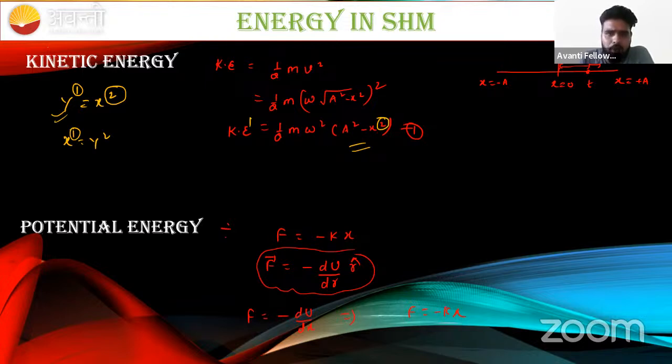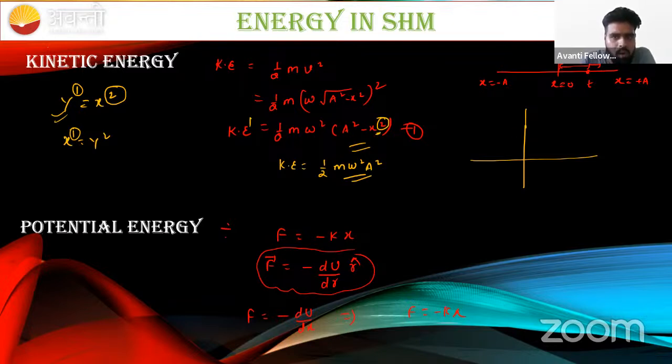But one thing, the parabola in x square having a negative coefficient is a downward parabola. Just put the value of x equal to 0 here. If we put x equal to 0, kinetic energy will become maximum, and this will become half m omega square a square. If we put x equal to a, that will become 0. Again, if we put x equal to minus a, this will again be 0.